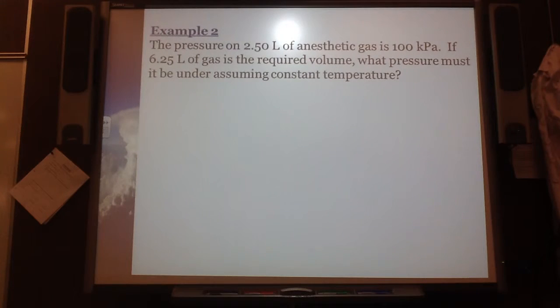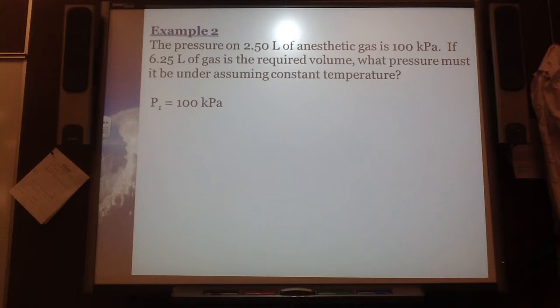So say we have another example. The pressure on a 2.5 liter sample of anesthetic gas is 100 kPa. If 6.25 liters of gas is the required volume, what pressure must it be under, assuming constant temperature? So if we're supposed to have more liters of gas, then our pressure must decrease, because we're going to have to fit the same amount of molecules into a tighter space.